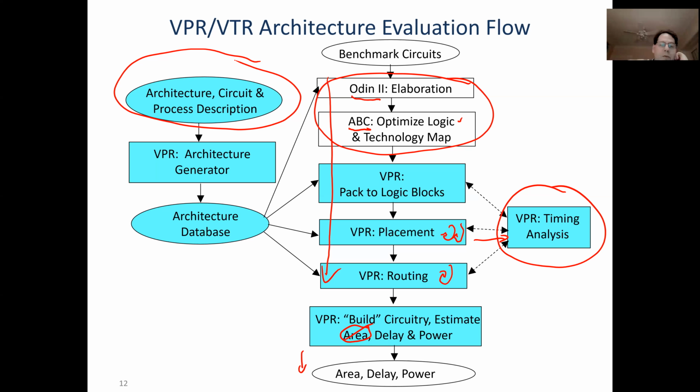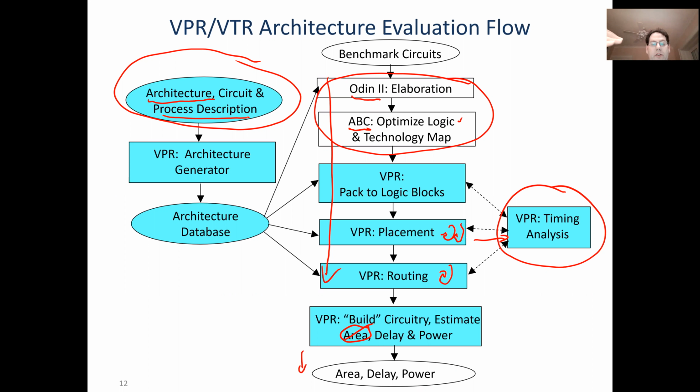So basically, the description of the architecture and the process. In addition to saying what the benchmark is, you say, this is the architecture. I'm going to use a lookup table of size 6, and I'm going to use 10 of those lookup tables in every logic block. And I'm going to give you a bunch of information about the area of various components of this architecture and the delays and so on.